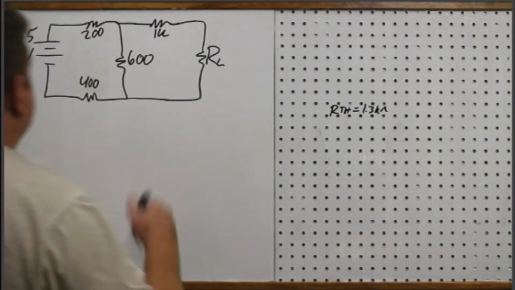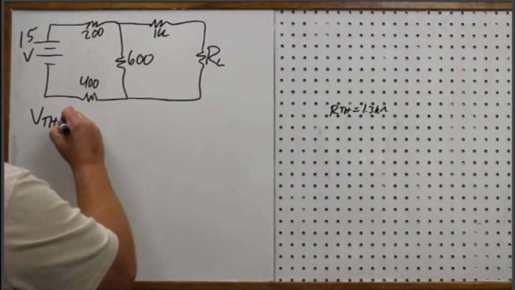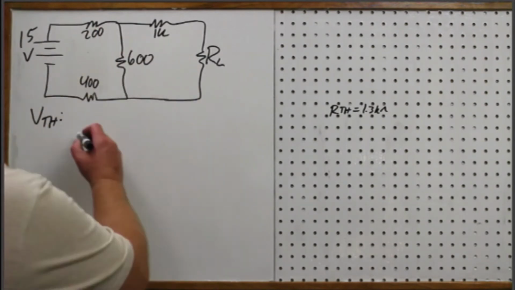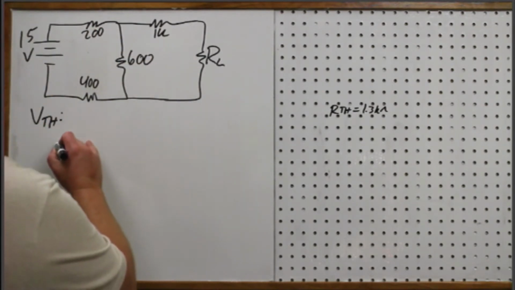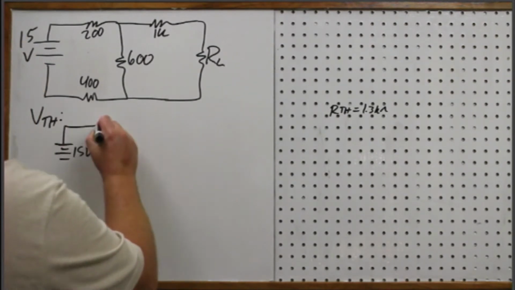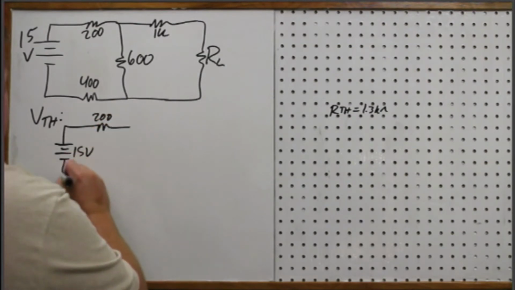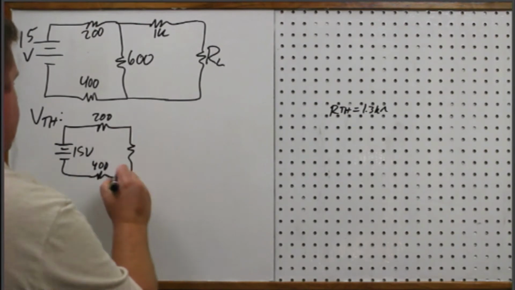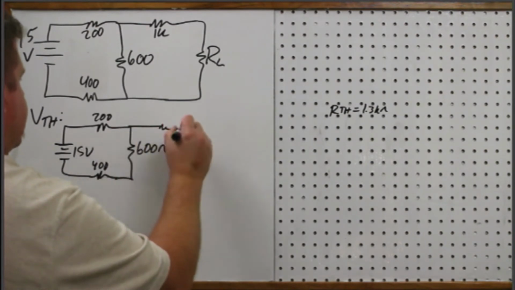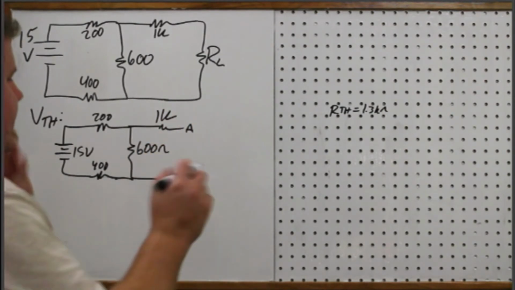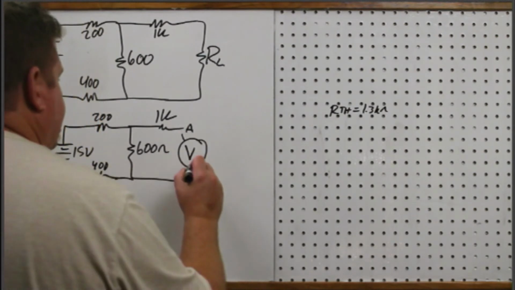Okay? So the next thing I'm going to do is find my VTH. Now, again, I remove the load, but I leave the source in, and I do it as a regular problem. Okay? So, rewrite this here. 15 volts, 200. I just want to forget about that 400, don't I? 600 ohms. 1K, A, and B. Now this time it's as if we place a voltmeter between those two terminals.